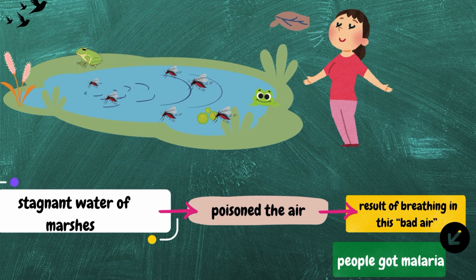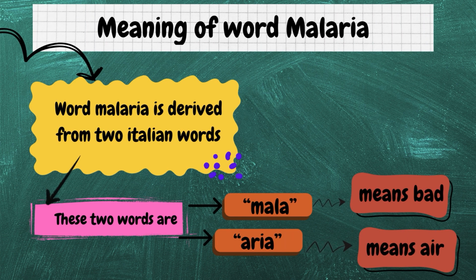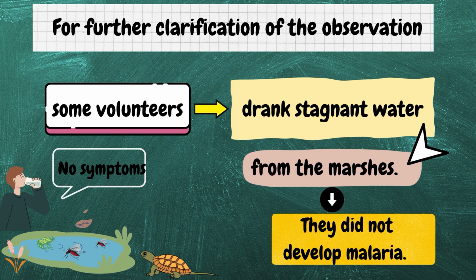What is the meaning of the word malaria? The word malaria is derived from two Italian words. These two words are mala and aria. Mala means bad, and aria means air. For further clarification of the observation, some volunteers drank stagnant water from the marshes. They did not develop malaria.